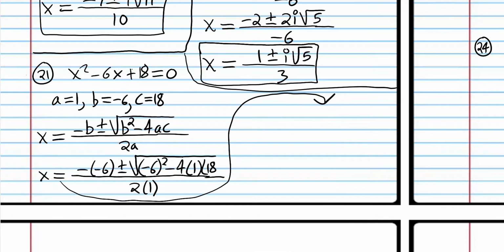Okay, and again, we're just going to simplify. And we get positive 6 plus or minus the square root of 36. Negative 4 times 1 is negative 4. Negative 4 times 18 is negative 72. 2 times 1 is 2.